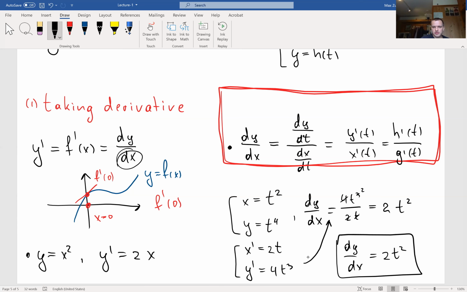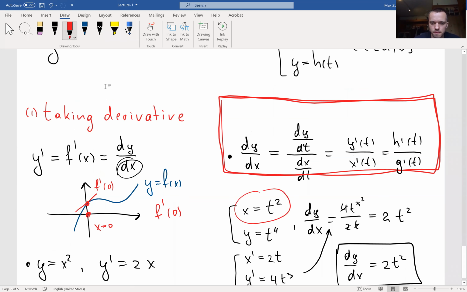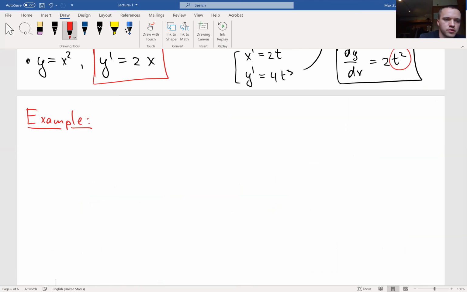Okay, and you can see that here you have x squared is equal to t squared. So if you're going to replace this t squared with x, you exactly is going to get your Cartesian derivative. Can you do x is equal to t plus t cube and y is equal to t minus t cube? And can you find the derivative when t is equal to 1?